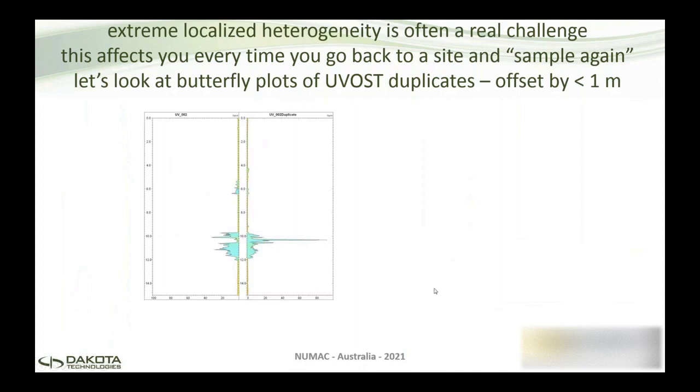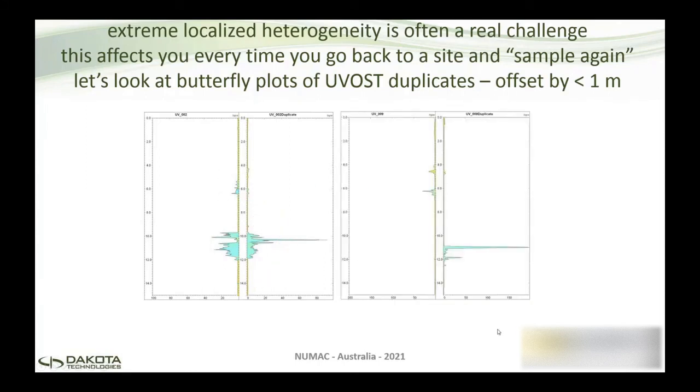Now, out at your site, heterogeneity is going to pose a challenge for you over and over. And Jonas discovered some of that in his research. So we like to do butterfly plots or duplicates. We like to step over a meter, or less than that, maybe a third of a meter, and push twice. And sometimes the results are quite favorable, right? That's pretty good side-by-side behavior.